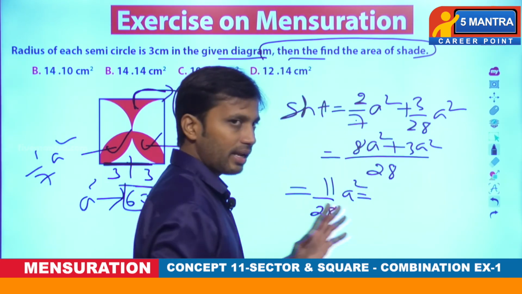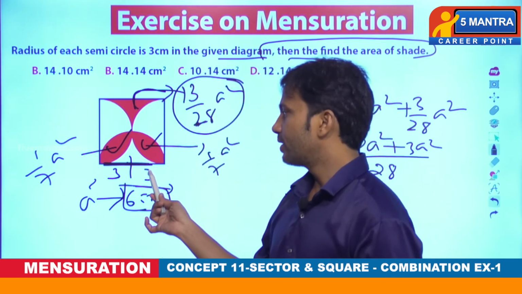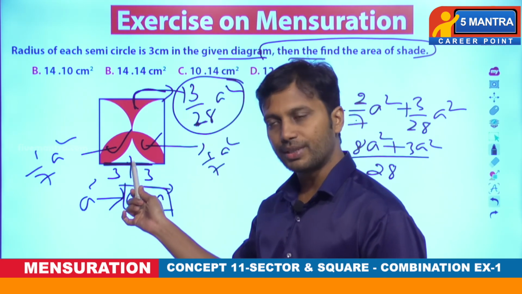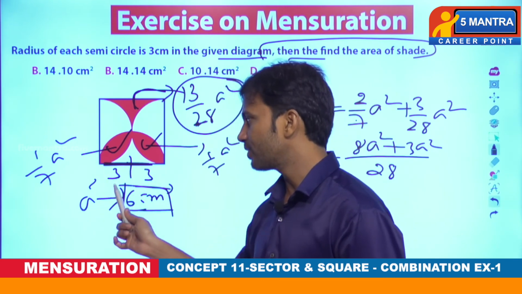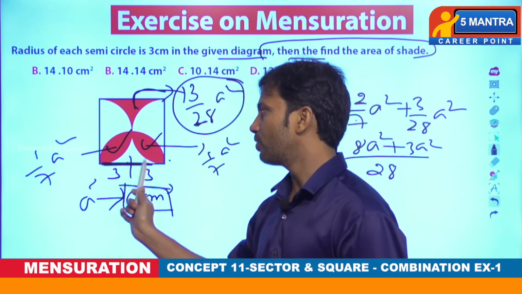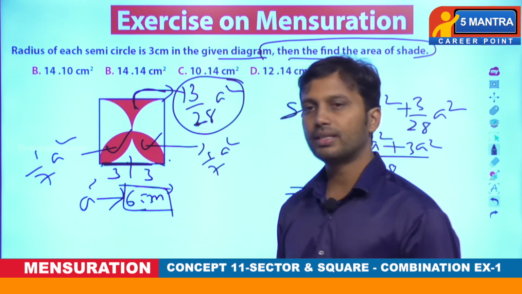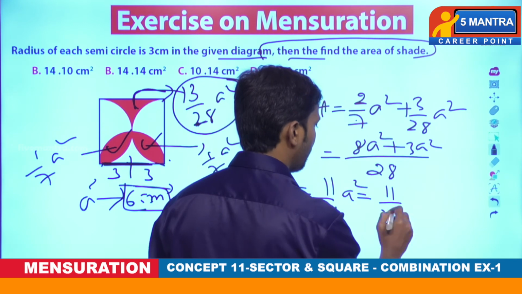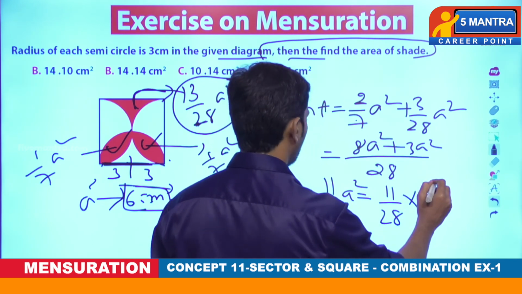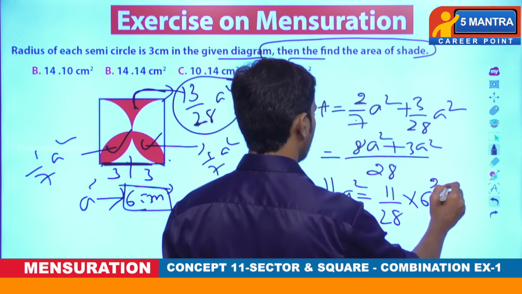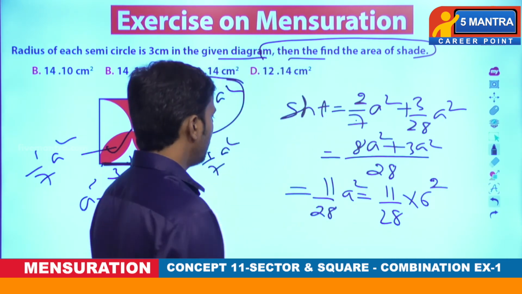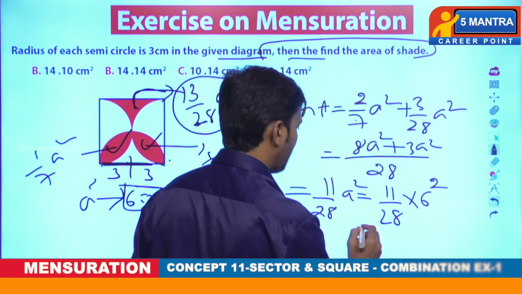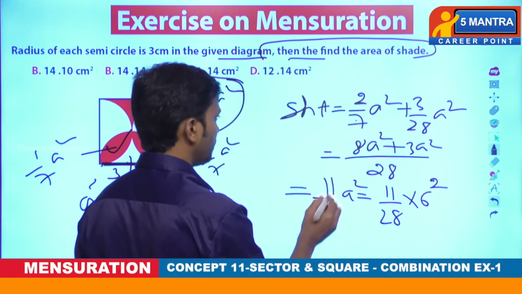Now at last, what is the side we got? It says the radius of the semicircle is 3 centimeters, then its diameter is 6 centimeters, which is equal to the side of the square, that is 6 centimeters. Now put the side value 6 centimeters in this. 11 by 28 into 6 square is the value of A square. Now tell me what is the next step? Can we do further simplification or not? Just see here.